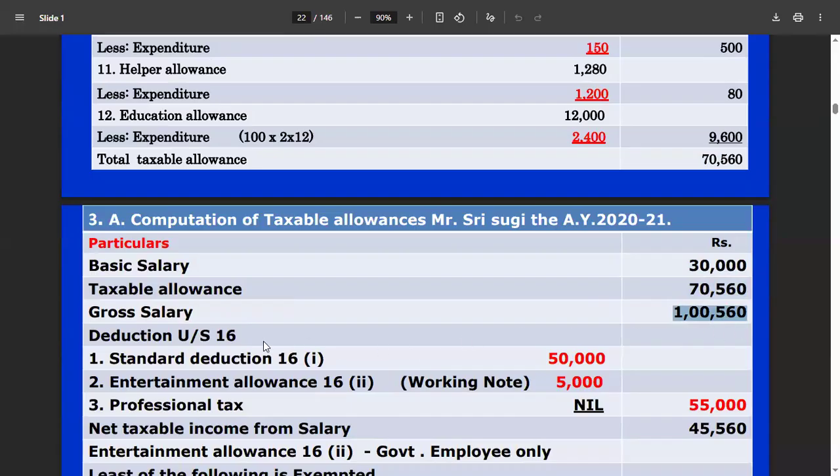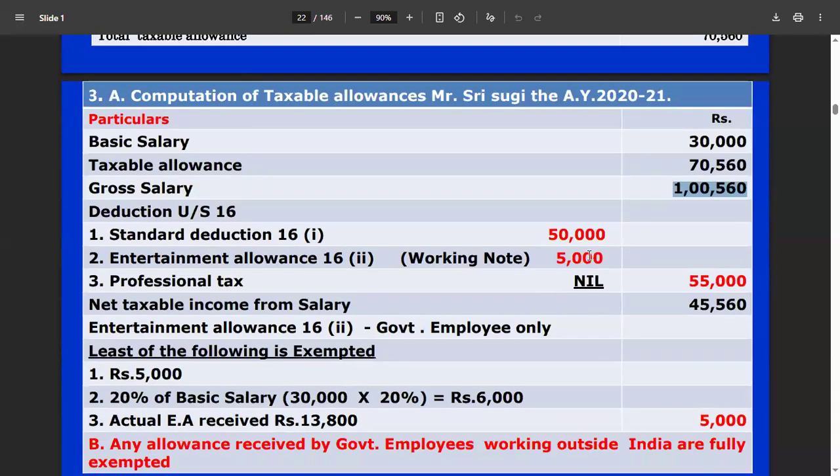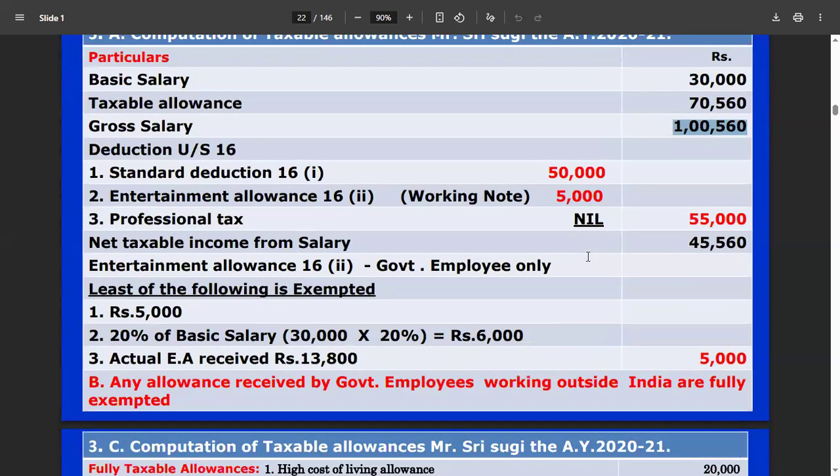From gross salary, I will have deductions. So standard deduction in section 16 is 50,000. Whereas for entertainment allowance, I'm doing a working. So let's see, my allowance received is 5,000. 20% of basic salary is 6,000 and actual allowance is 13,800. So the lowest of this is rupees 5,000. So 5,000 is allowed as exemption.